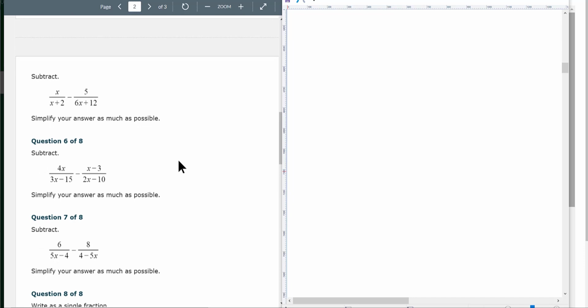Number 5. x over x plus 2 minus 5 over 6x plus 12.